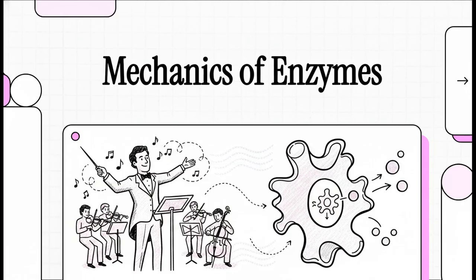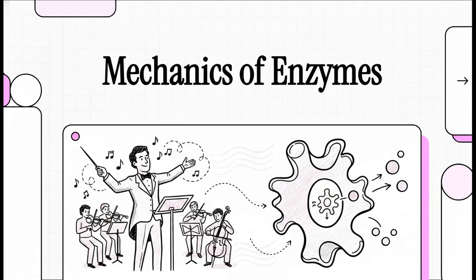Imagine, just for a second, a bustling orchestra. Now, without a conductor, the musicians would just be playing random notes at random times, right? Total chaos. Well, your cells are actually a lot like that orchestra, and today, we're going to master the microscopic conductors that orchestrate the entire symphony of life processes inside you.